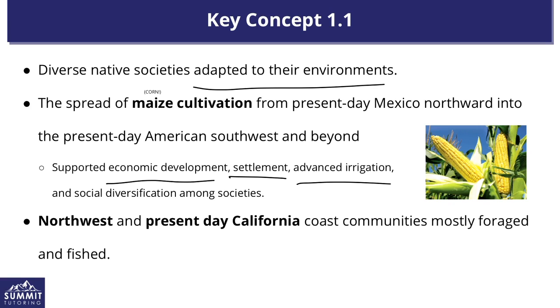We're going to start to see a little bit of different people start to come together. We're going to see these new groups of people mingle intertwinedly like we've never seen them before. Usually these groups of people would settle and live separately. Now you're going to see them together. And then in the Northwest and present-day California, those coast communities, by now, were really just focused on fishing and foraging.